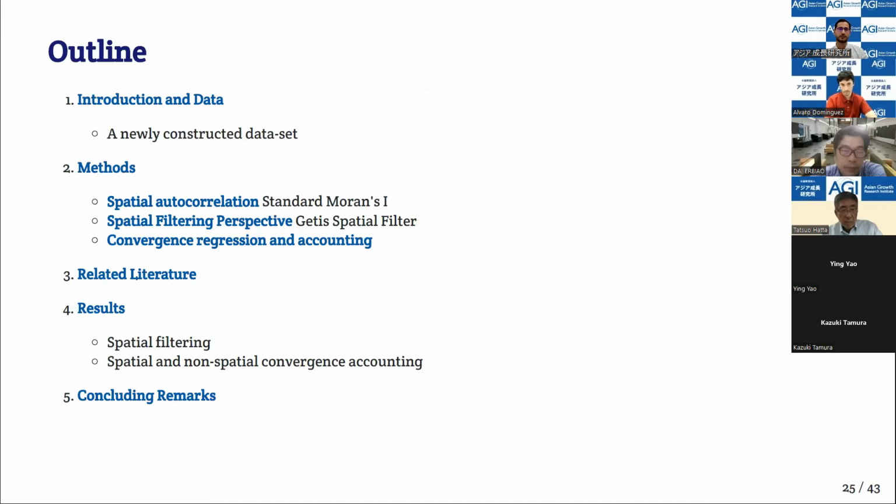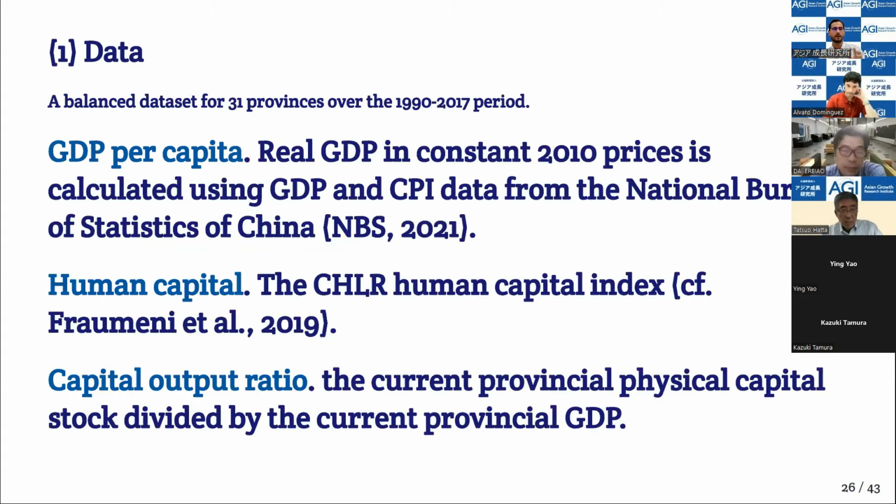The outline of this presentation will be the following. I will talk about the data and how we constructed the data set. I'll talk a bit about the methods, the four methods, or the three methods if I talk about convergence accounting and convergence regression as one. Then I'll talk about related literature, some results, and concluding remarks. There is a lot that still needs to be done regarding this project. So in general, if you have any comments or questions, please feel free to ask them later during the Q&A period. Now, what is the data set?